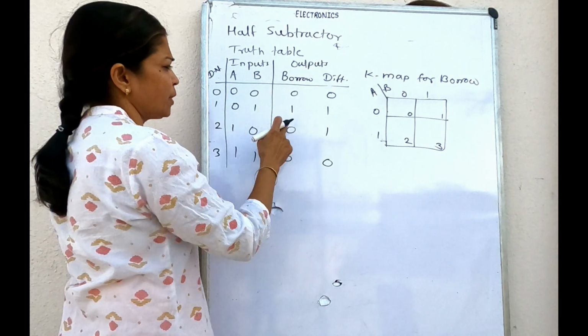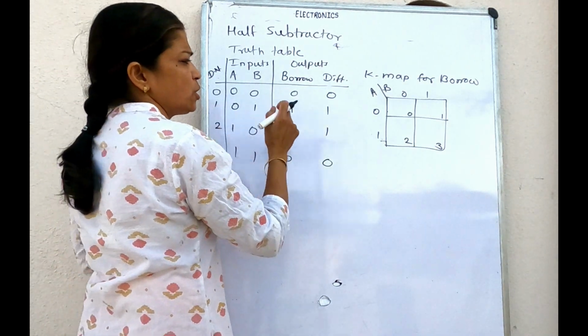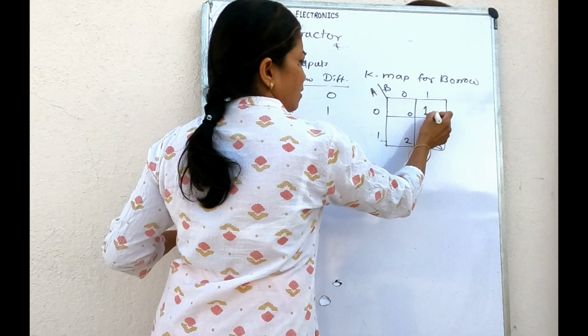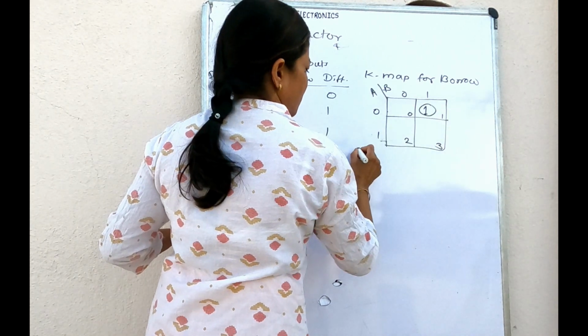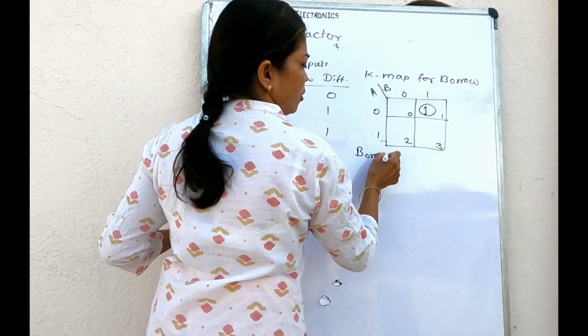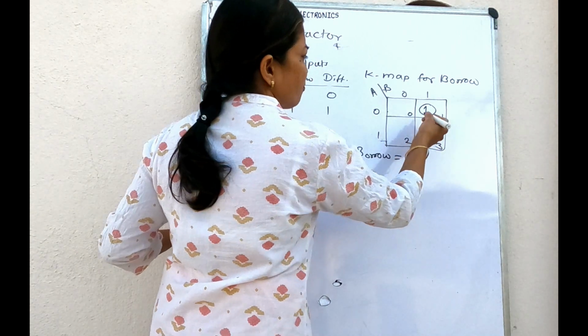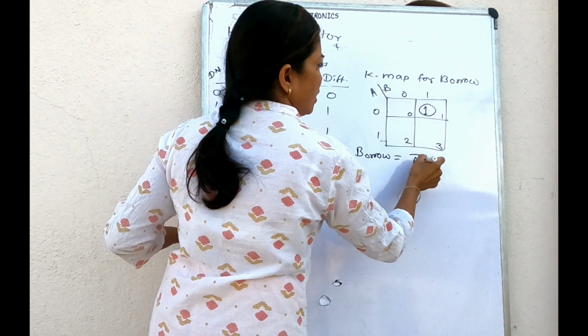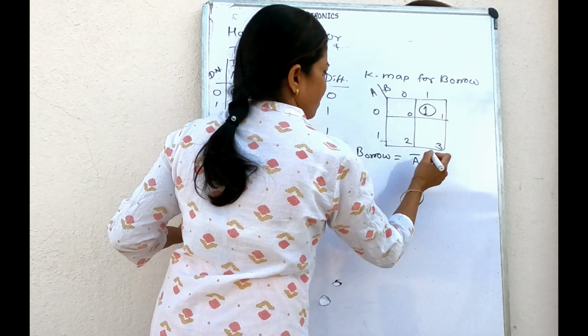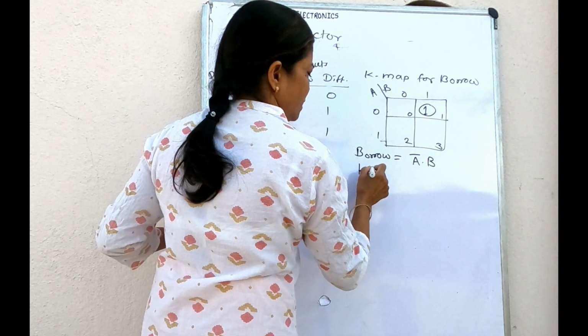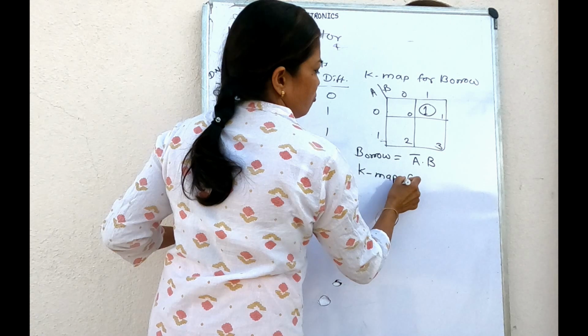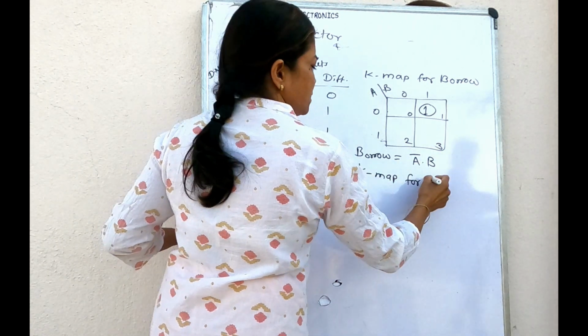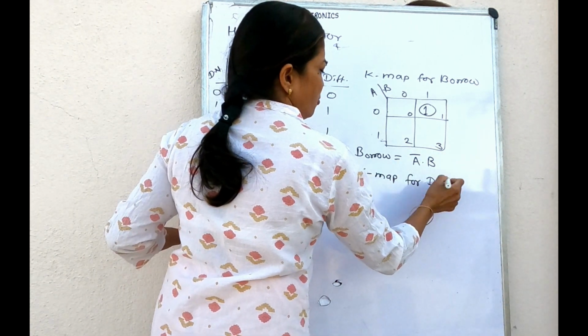Observe the borrow column. Here we have 1 for 0, 1, that is one cell. So that equation for borrow output is equals to A complement dot B. Next, K-map for difference output variable.